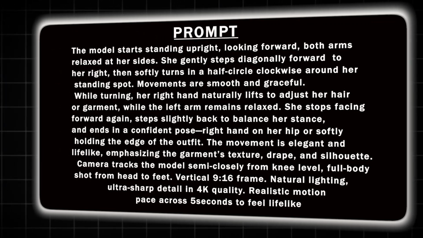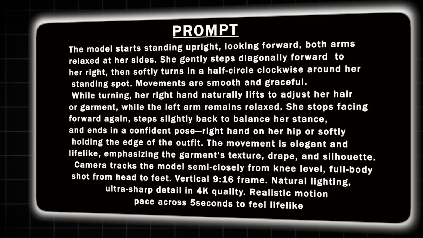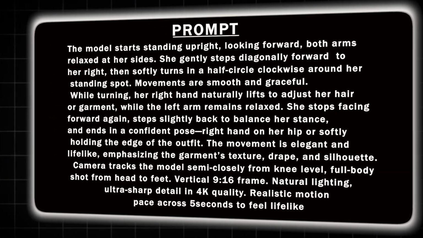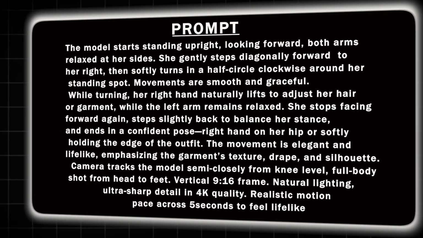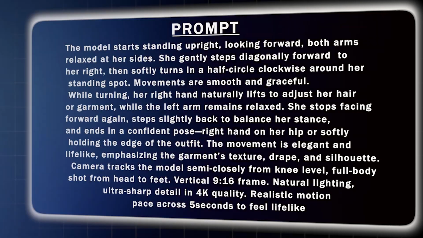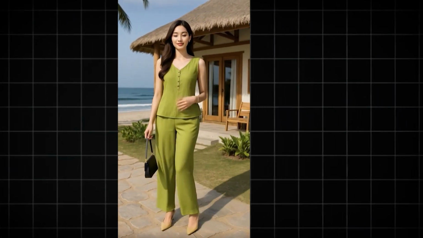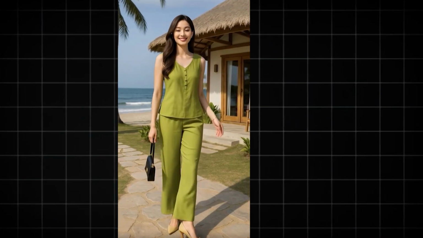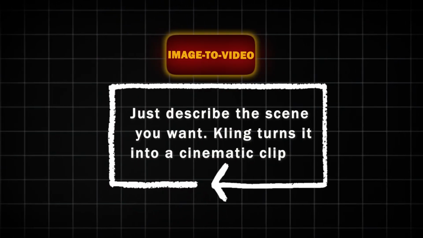Camera tracks the model semi-closely from knee level, full body shot from head to feet. Vertical 9:16 frame. Natural lighting, ultra-sharp detail in 4K quality. Realistic motion pace across 5 seconds to feel lifelike. Kling generates exactly what I needed with atmospheric lighting, perfect camera transitions, and not that clunky AI feel. It flows like it was filmed. 2. Image to video. Already have a character or artwork.